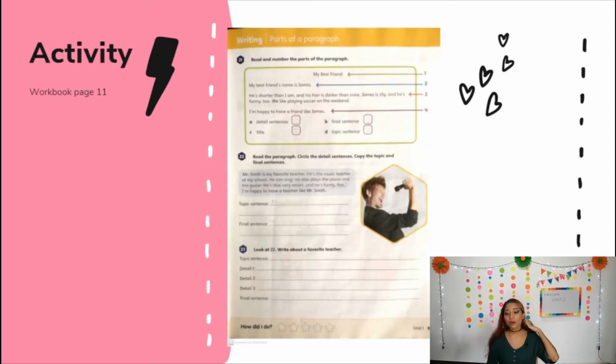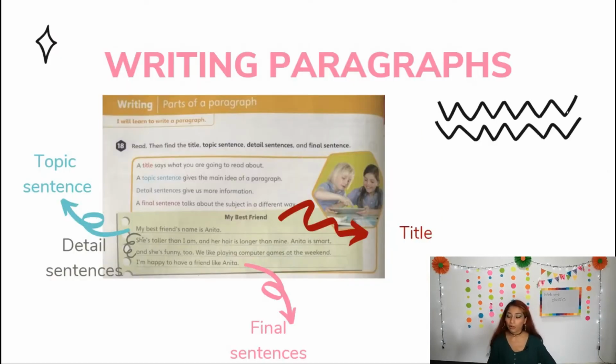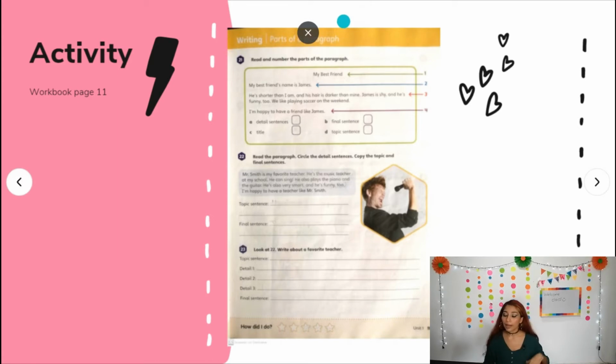So let's go to activity 21 from workbook page 11. It says, read and number the parts of the paragraph. You can go back to this video and watch this so you can follow. The paragraph says My Best Friend. It's almost the same. Here we have number 1. You are going to write: detailed sentences, the title, final sentence, and the topic sentence. You are going to write 1, 2, 3, or 4. Remember that we have 4 parts of the paragraph.